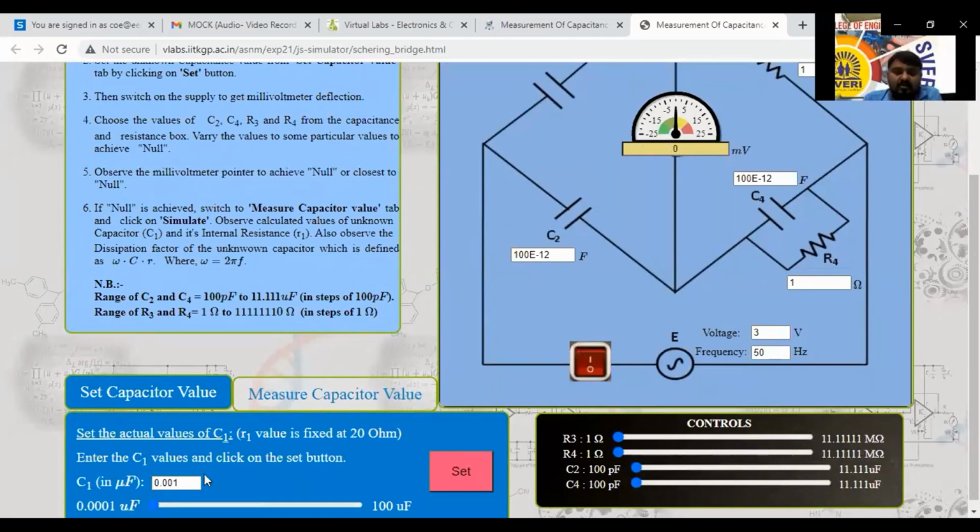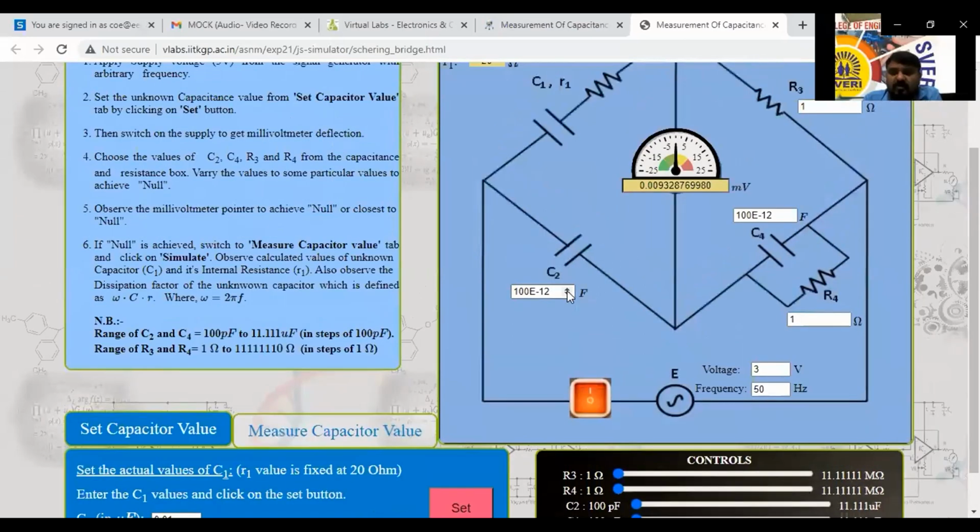0.011. Two readings we will take. I will set this one 0.01. Then I will switch on this value. Here it is 0.0093. By varying these values, we have to increase this, and we have to reduce again. Here it is 93, then 92 has come. Next 91 here. By varying this one, the value will be reduced here.